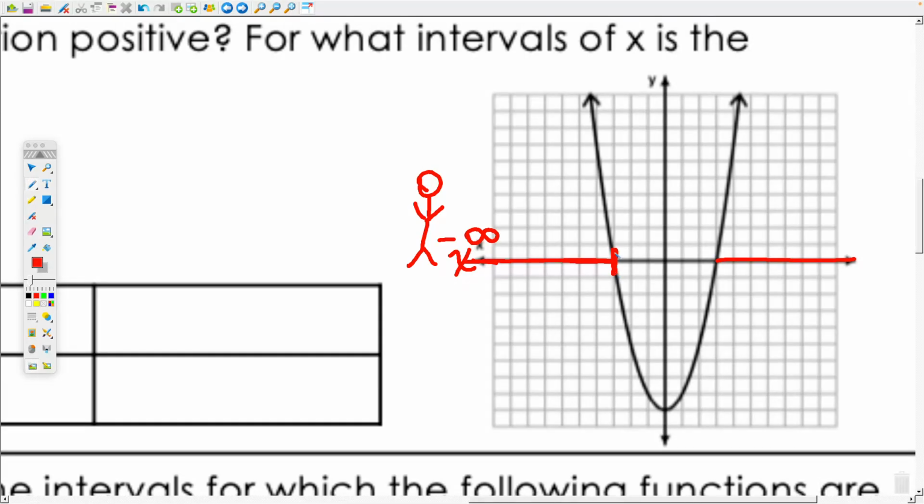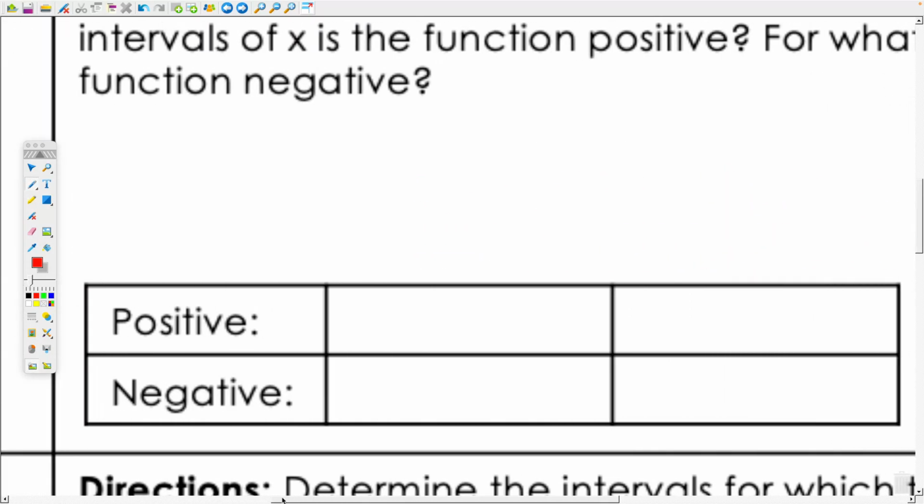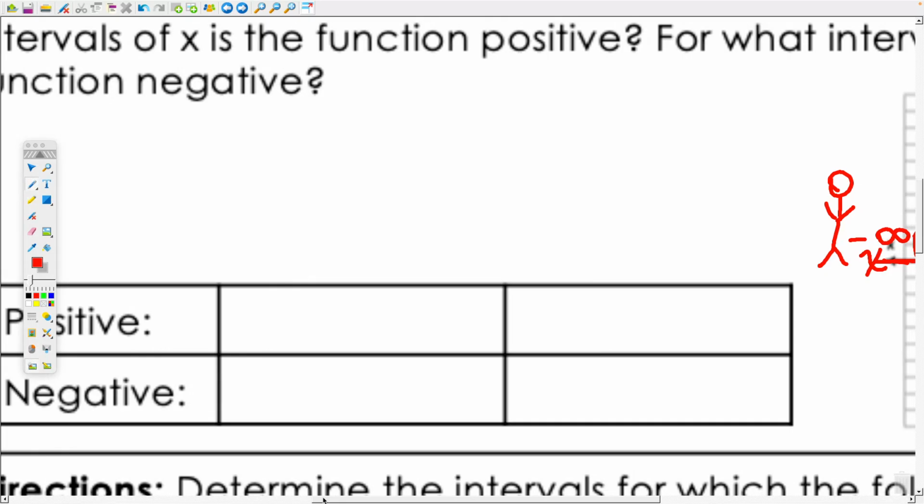See this part of the graph? It's above the x-axis, isn't it? So it's a positive interval. I want you to tell me what number is right here. It's -3. So what I'm going to write in the box over here is that my positive interval is negative infinity to -3.